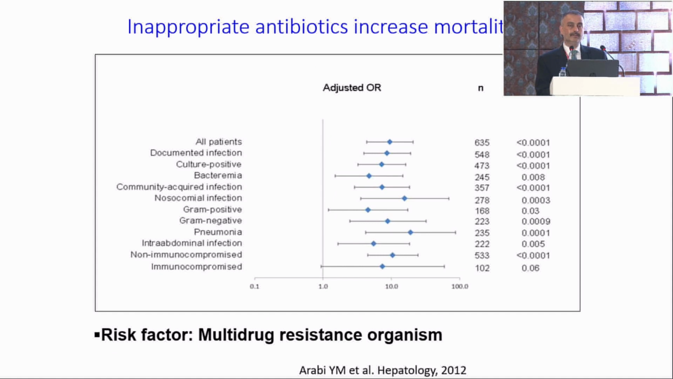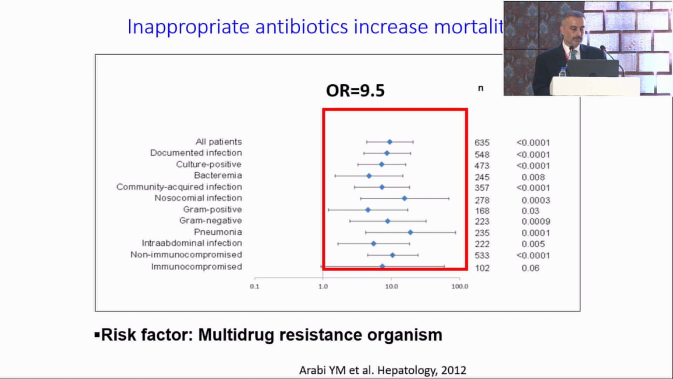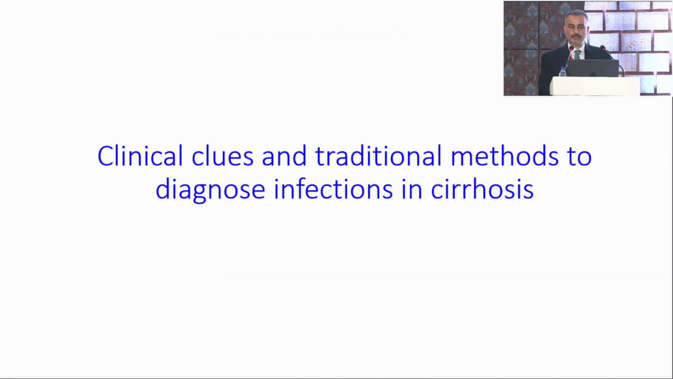Means the antibiotics that you think could cover this organism, but actually it does not cover it because it's a resistant bacteria or it's not a bacteria at all. 9.5 odds, which means almost a 10 times rate of mortality for these patients. So the consequences are very, very dire for these patients.